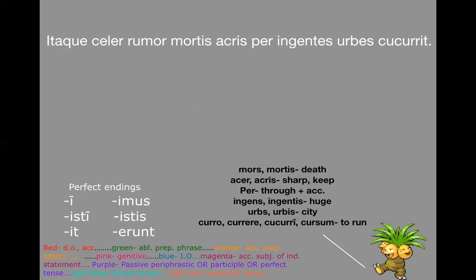All right, itaque, and so, celer rumor. So that's just going to be the swift rumor. And then mortis acris. Mortis, we saw in the first sentence, mors mortis means death. And if it means mors mortis, then what is it here? Must be genitive, right? If the noun's dictionary entry is mors mortis, then mors is the subject form, mortis is the possessive form. So the swift rumor of a fierce death.